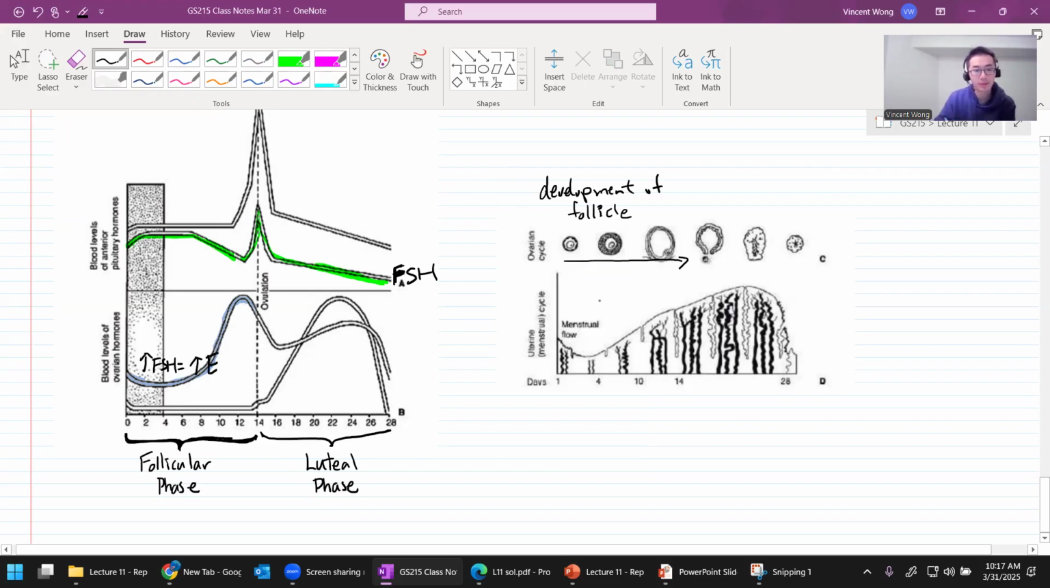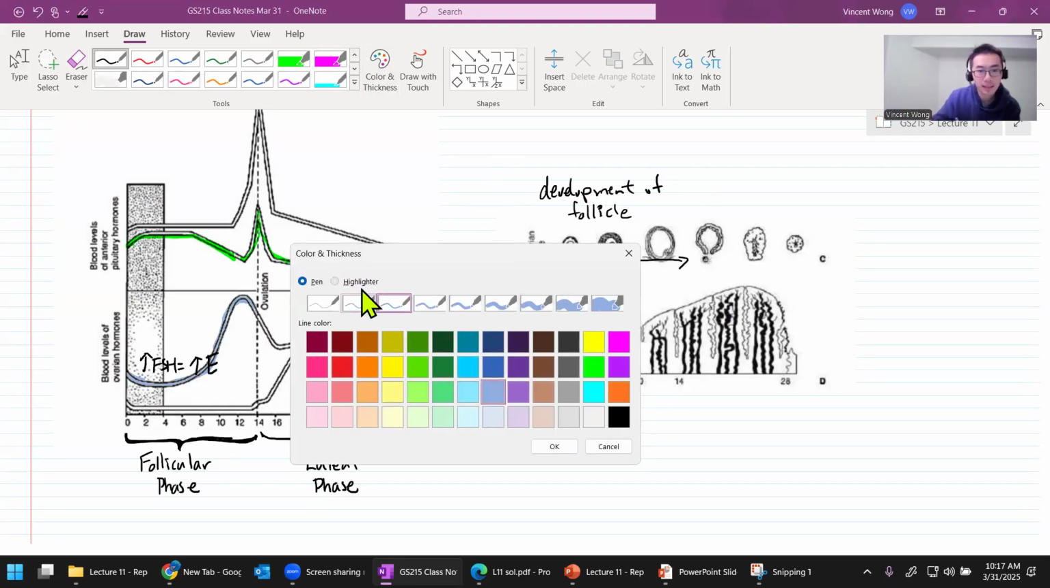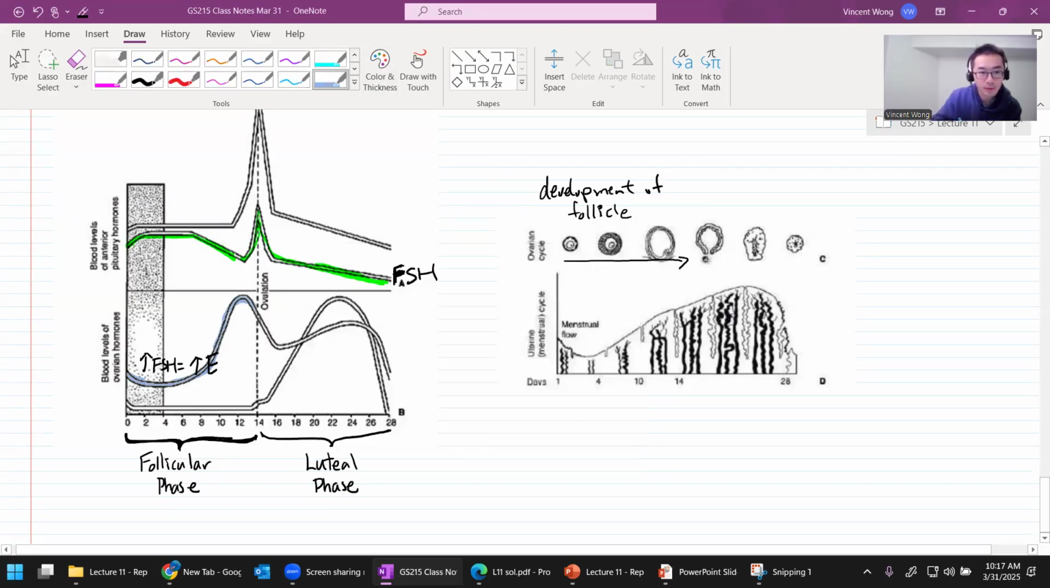I'm just gonna put E here, okay? And so this blue line, that is the estrogen. And so if you check the estrogen level in the first half of the cycle, it should be higher than the second half. And more importantly, this here is the endometrium.